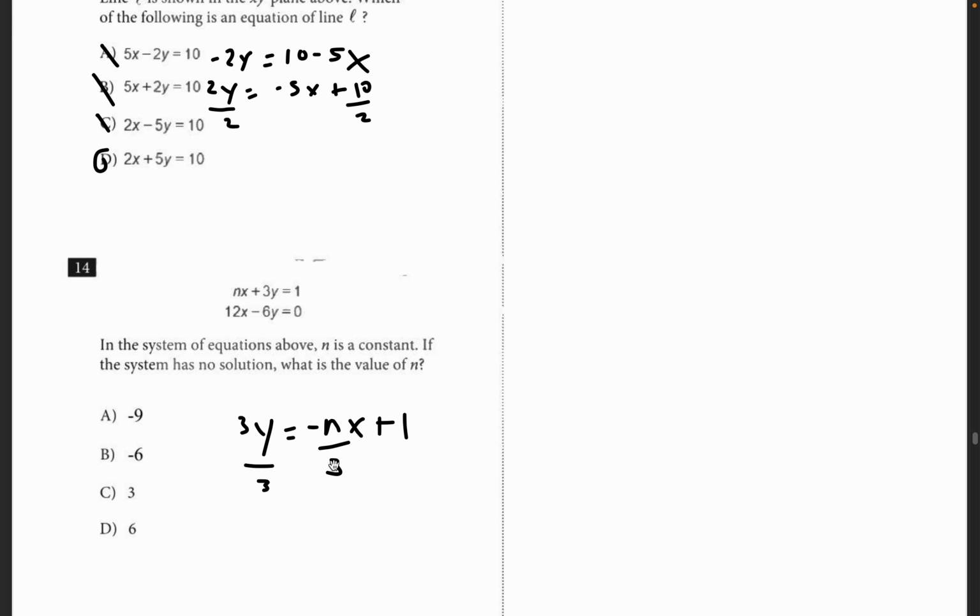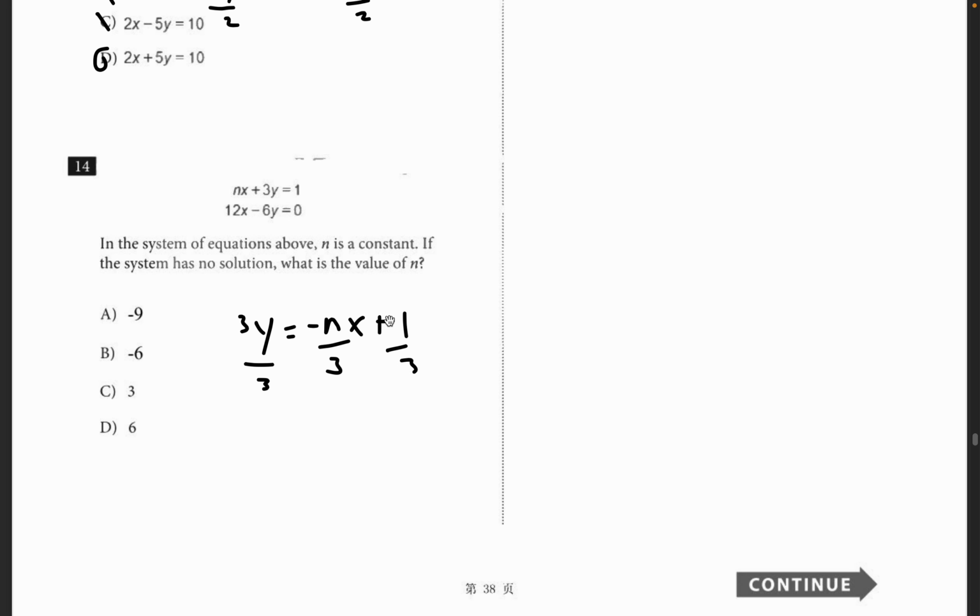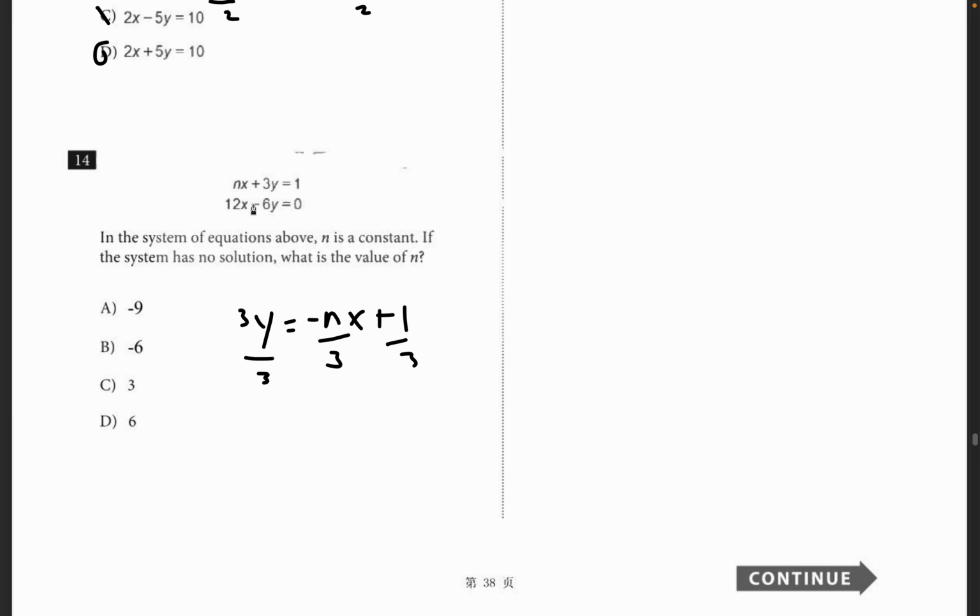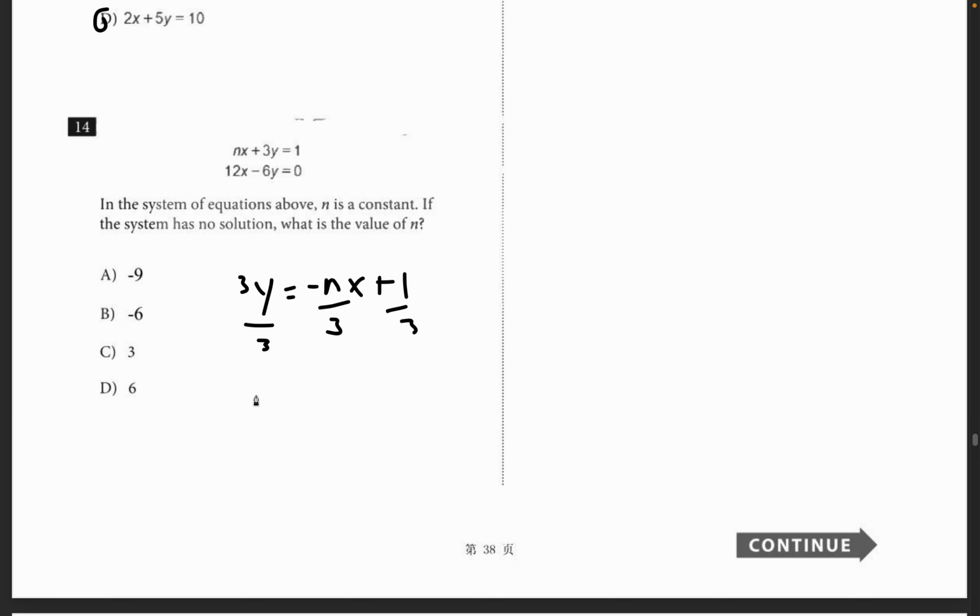So negative n over 3 times x plus 1/3. The slope matters, the y-intercepts don't, since they're going to be different. That's 12x, and then let's find the slope of this one. You get negative 6y equals negative 12x, divided by negative 6. Oh, I already did the division. Divided by negative 6, y is equal to 2x.